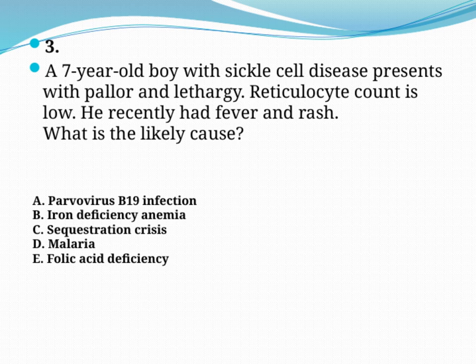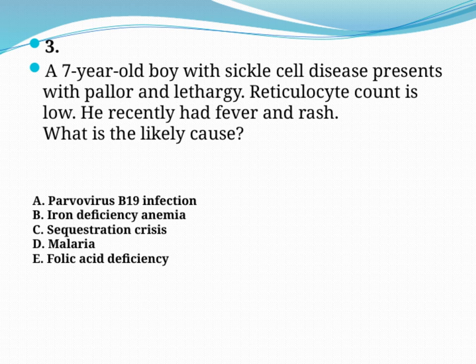Sequestration crisis is another important consideration, where sickled cells get trapped in the spleen, leading to rapid spleen enlargement and anemia, but usually it presents with splenomegaly and a different blood picture. Malaria is also a cause of hemolytic anemia, especially in endemic areas, and can cause fever and anemia, but the recent fever and rash point more toward a viral infection. Lastly, folic acid deficiency impairs red blood cell production, causing anemia, but again, the presence of recent fever and rash suggests an infectious process rather than a nutritional deficiency.